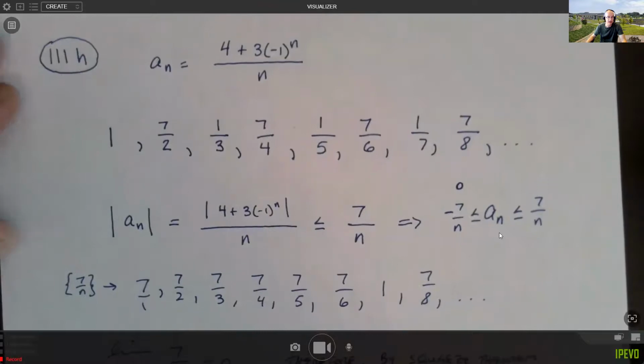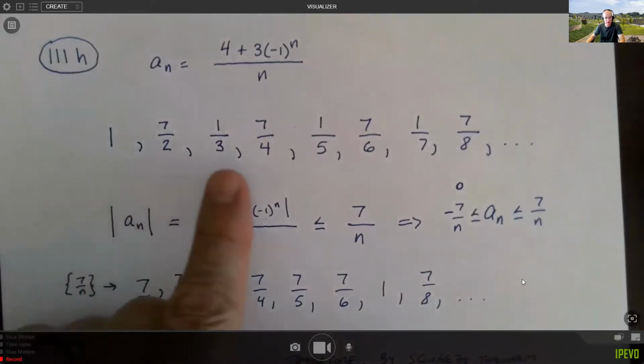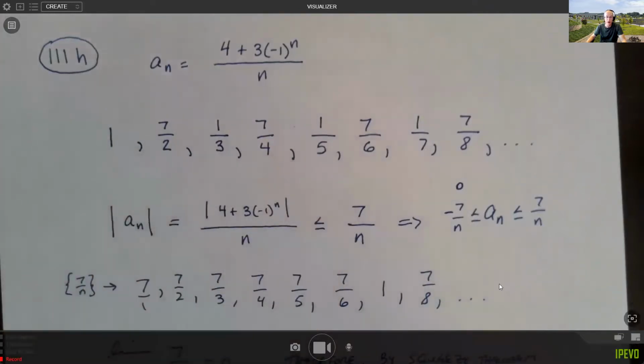And so you need to take a careful look. The squeeze theorem comes into play sometimes. It helps sometimes to list the first few terms of the sequence so you get a feel for what's going on. Okay, I hope this helps with number 111H.